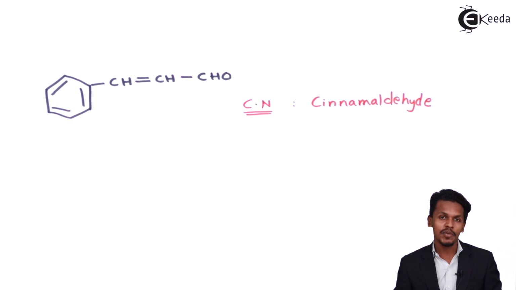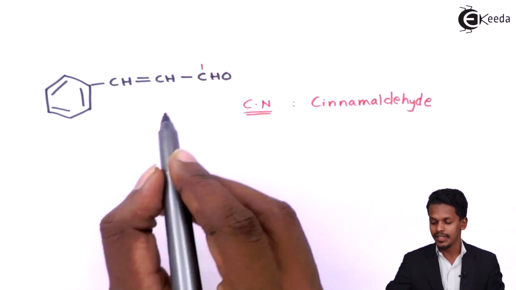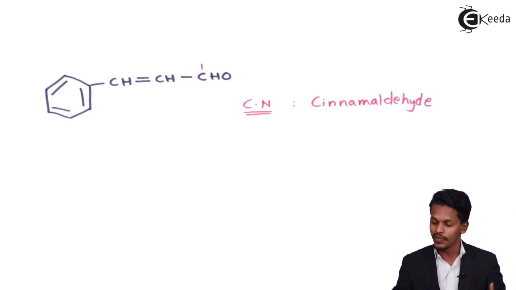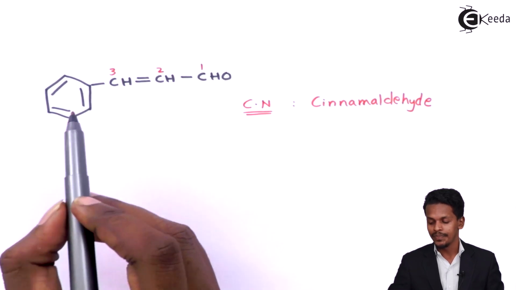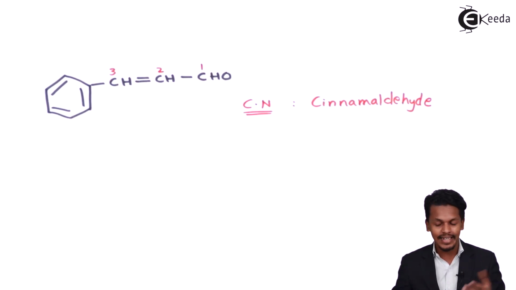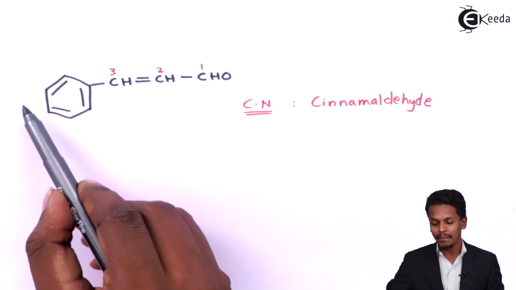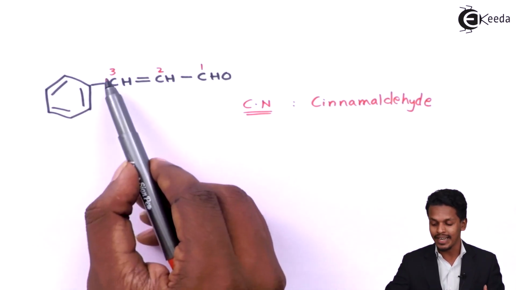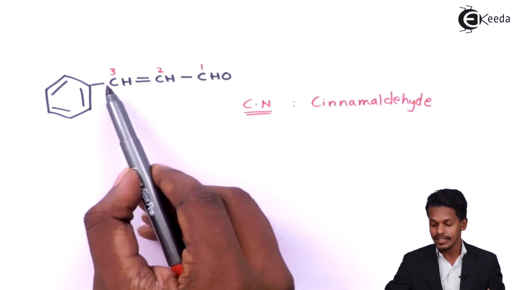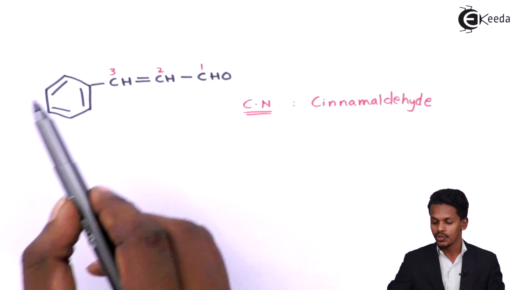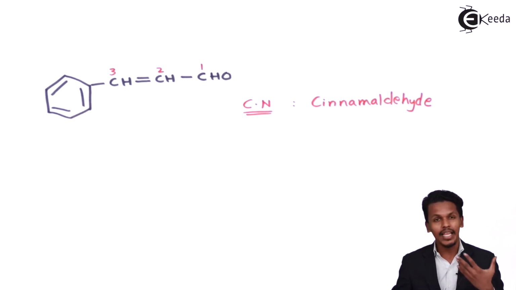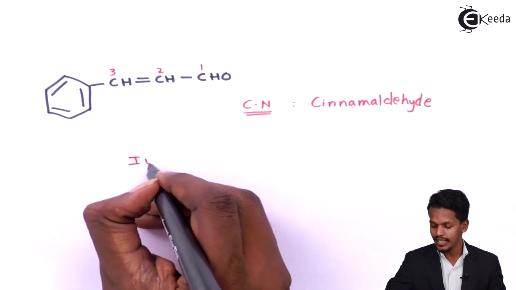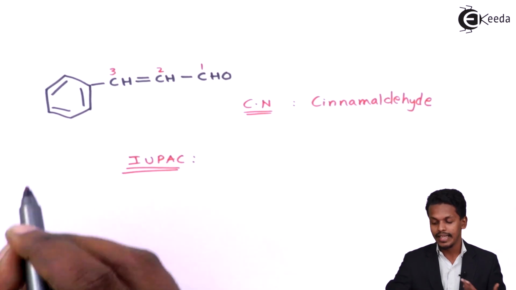But how can we assign the IUPAC nomenclature for this one? It is very simple. If you talk about this carbon, obviously this carbon of the CHO group is assigned as carbon number 1, this is assigned as carbon number 2, and this is assigned as carbon number 3. So this is the aliphatic aldehyde that we have, and this is a benzene ring or an aromatic ring attached to this long chain, that is CH=CH-CHO. So obviously it is termed as phenyl. So the name of this one in terms of IUPAC would be named as 3-phenyl.